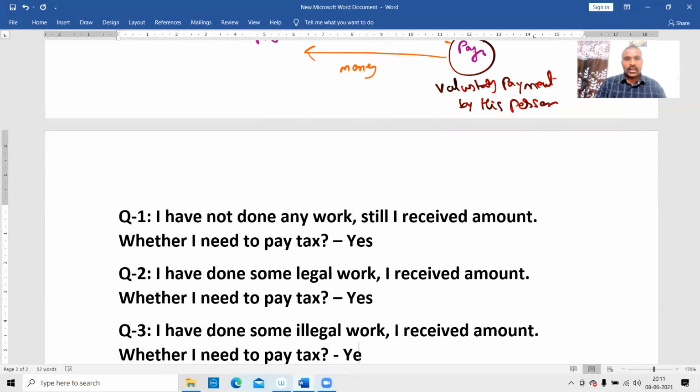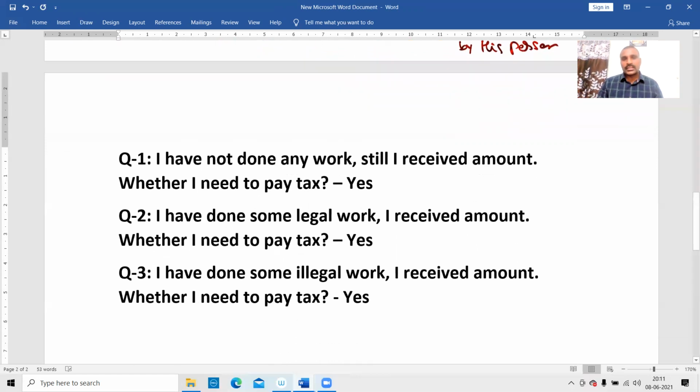Does any work, done some legal work, done some illegal work. Even if no work is done at all, tax must be paid on the amount received. Tax must be paid on the amount received from legal work, and on the amount received from illegal work too. Okay, these are the points. Whether I need to pay the tax, the answer is yes.